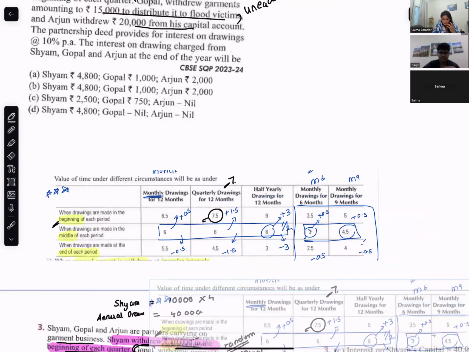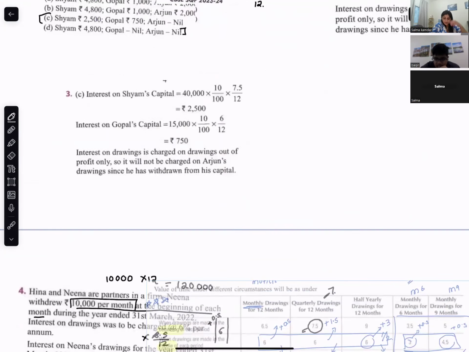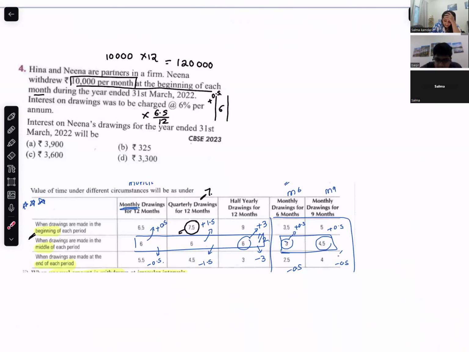Okay, I can bring the table. So the drawings is 10,000 per month at the beginning of month, so into 6.5 upon 12. Interest on drawings is how much? Interest on drawings is 6%. What do they want us to calculate?